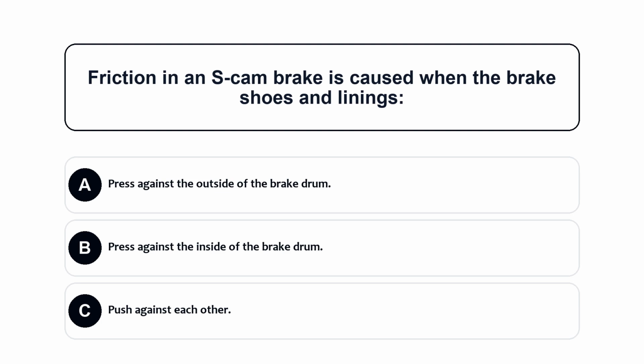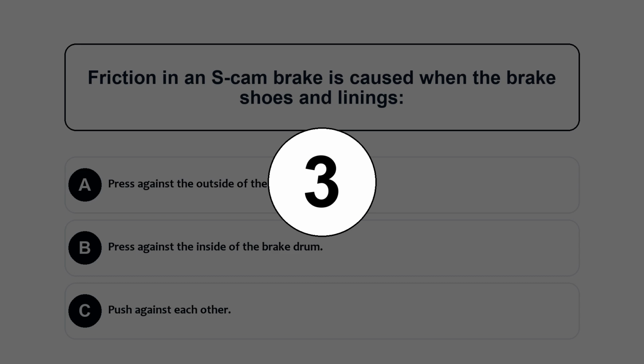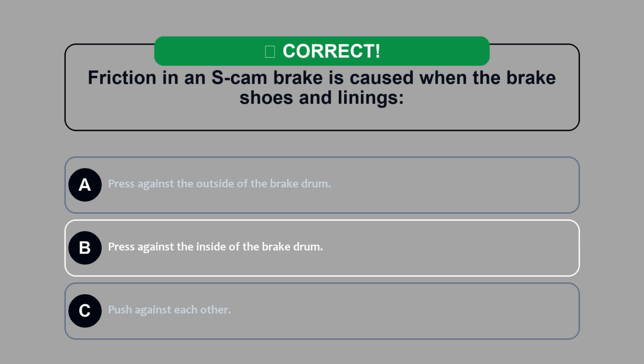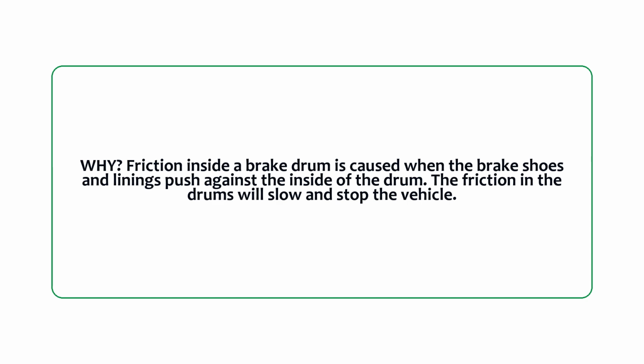Question 6. Friction in an S-cam brake is caused when the brake shoes and linings: Option A. Press against the outside of the brake drum. Option B. Press against the inside of the brake drum. Option C. Push against each other. The correct answer is option B. Press against the inside of the brake drum. Explanation. Friction inside a brake drum is caused when the brake shoes and linings push against the inside of the drum. The friction in the drums will slow and stop the vehicle.